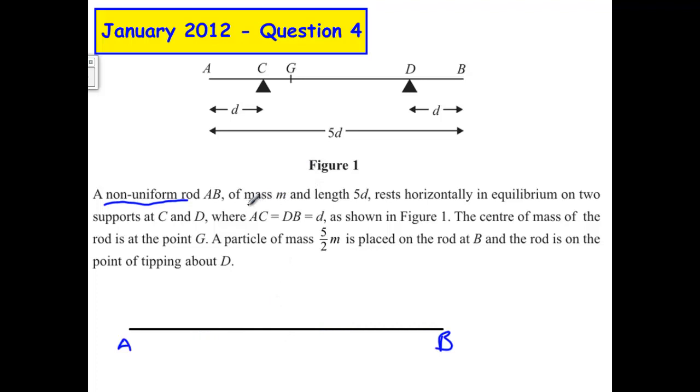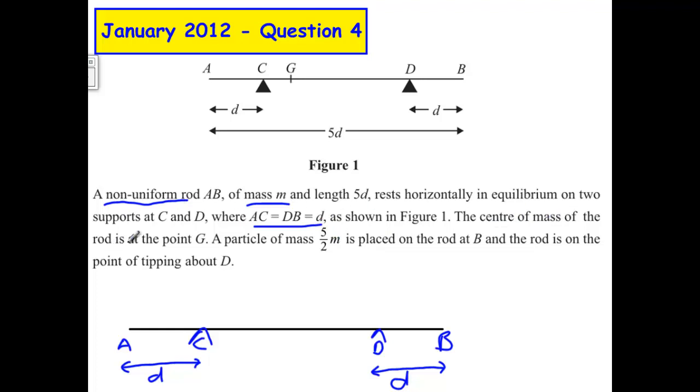Now it tells us that the mass is mass M, and it has a length 5d as shown in the original diagram. It rests horizontally in equilibrium on two supports at C and D. So if I draw a support here at C, AC is a distance little d, and there is another support here at D, where from D to B, again, that distance is the same as A to C, which is a little d. That's just using this information here.